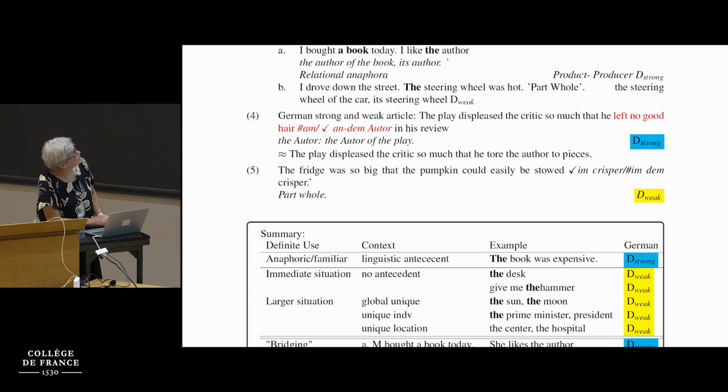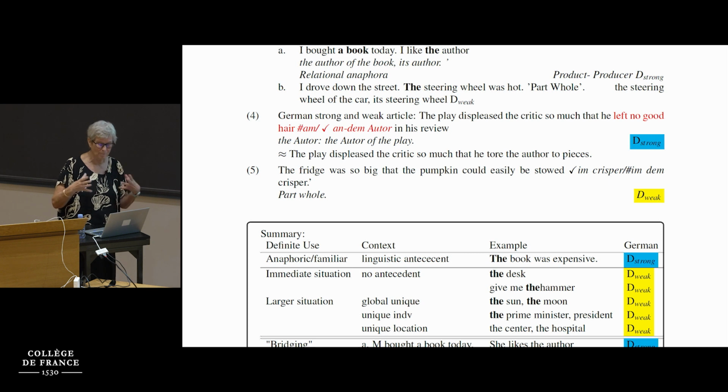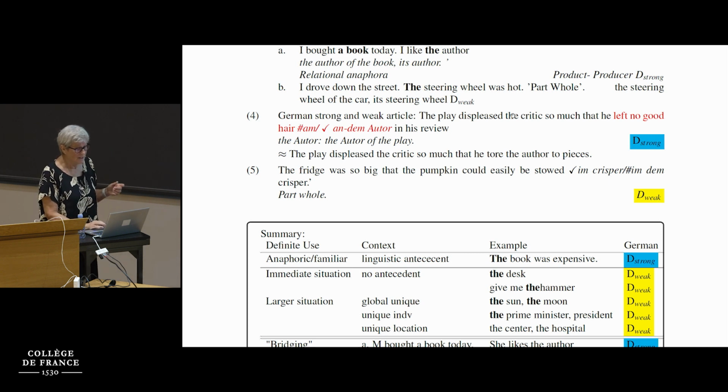So there's an example here: the play displeased the critic so much that he left no good hair on the author in this review. This is an idiom, so it has to be put into a prepositional phrase. And you see here that the weak form is impossible and the strong form needs to be used. On the other hand, in the case of going down the street, the example given in 5, you need to have the weak determiner.